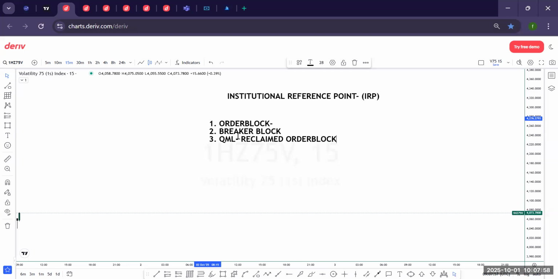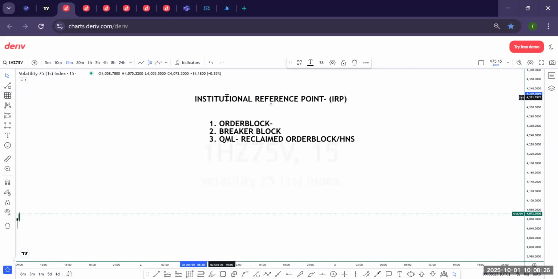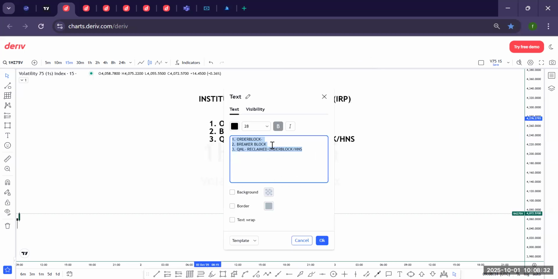Can somebody tell me why it's called the reclaimed order block? Let me try. Okay, bro. Because in that area, price has already taken liquidity from that area before. Okay, no problem. Let's just go straight to the point so that I'll be able to explain with illustration. The breaker block and breaker block mitigation.